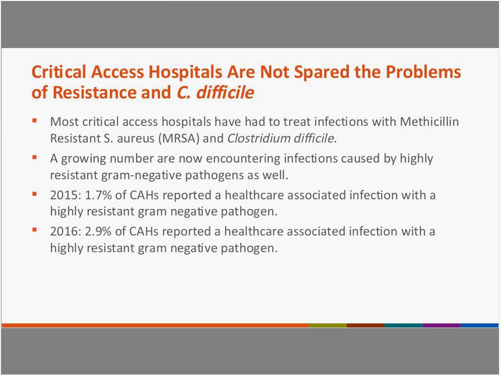In 2015, 1.7% of all critical access hospitals reported a healthcare-associated infection with one of these highly resistant gram-negative pathogens, things like carbapenem-resistant Enterobacteriaceae, and that number had almost doubled. In 2016, it was 2.9% of the hospitals reporting one of these highly resistant infections. And so they are seeing the same types of challenges with antibiotic use and exposure that our larger hospitals are seeing. And we know that critical access hospitals use antibiotics just about as much as any other hospital type.